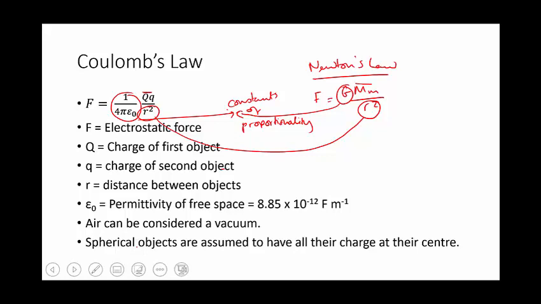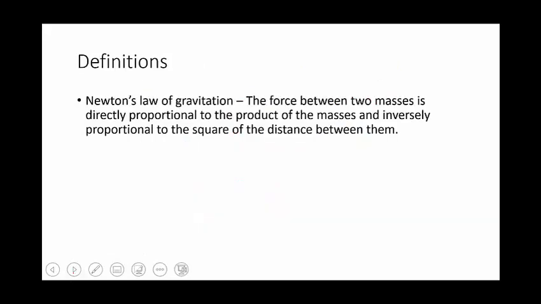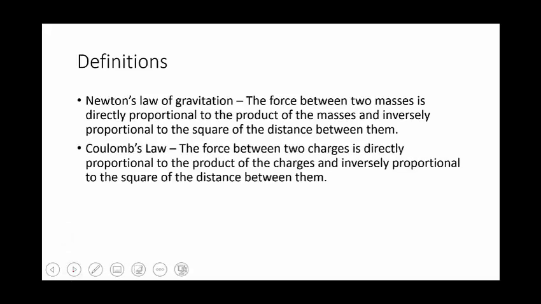So if we look at those in terms of our word definitions, the definition for Newton's law of gravitation was that the force between two masses is directly proportional to the product of the masses and inversely proportional to the square of the distance between them. Now have a think, if we are just changing mass to charge, Coulomb's law then tells us that the force between two charges is directly proportional to the product of the charges and inversely proportional to the square of the distance between them. So we are literally only changing the word masses for the word charges, and that changes the two definitions. If you've learnt one, you've learnt them both.